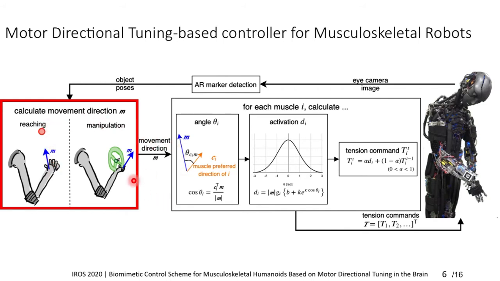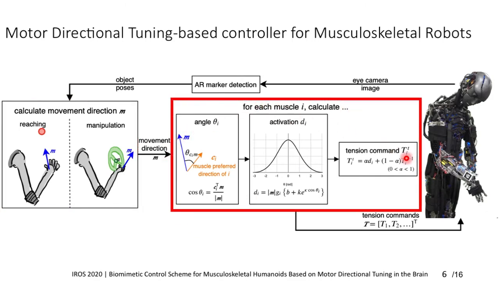Then the movement direction vector is given to the controller, and for each muscle, the tension command is calculated through this process. First, the angle between the movement direction and the muscle's preferred direction is calculated. Then the activation of that muscle is calculated through the directional tuning profile, and then finally the tension command is given through the low-pass filter. The tension commands are given to the robot, and then the robot is actuated. This process continually runs while the robot is moving, and thus the robot can adapt to changes in its body pose and the environment.